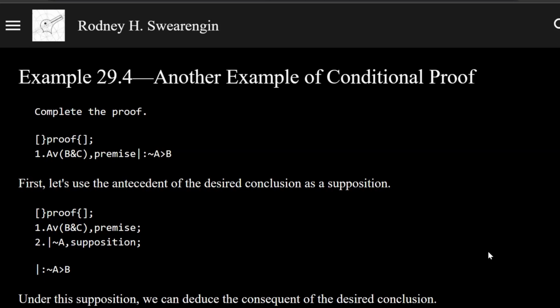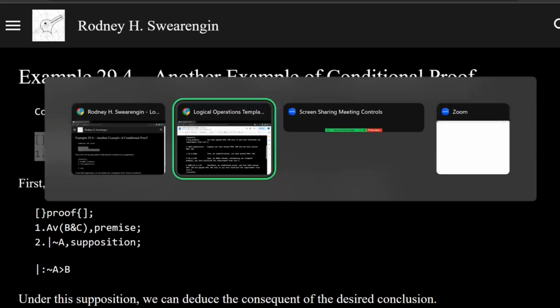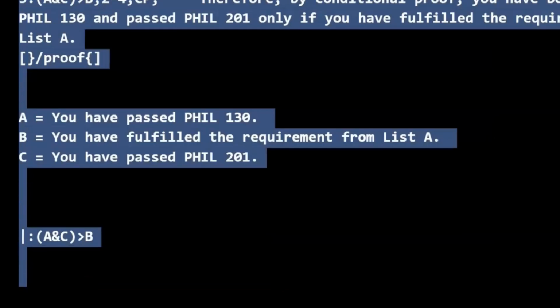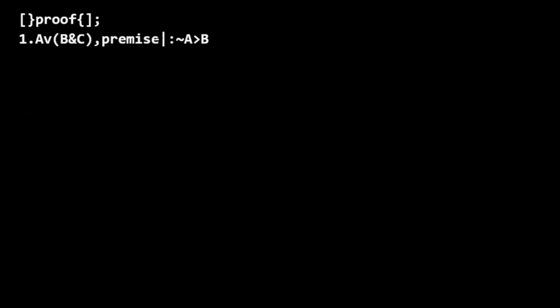Logic 0, example 29.4, another example of conditional proof. Okay, so we have this as a proof that we are asked to complete. We're going to start from this premise, A or both B and C.